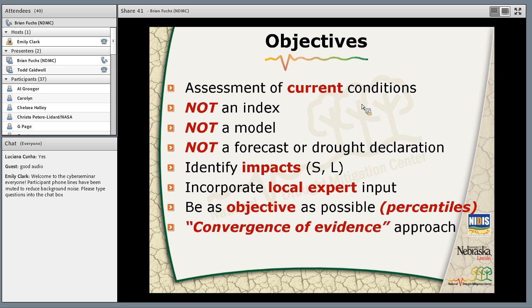The convergence of evidence approach. It doesn't happen too often that when you start looking at all the different data inputs and data streams that are being considered in the weekly product, that they all line up nicely telling the same story as far as where drought is and what the intensity level is. So what we do is we kind of treat it like you would a case being discussed or argued in the court of law. We look at this convergence of evidence. When we start taking into account all the information presented in front of us, what is the story that evidence and information is converging to? And that's what we end up doing as far as showing the drought intensity levels on the map.